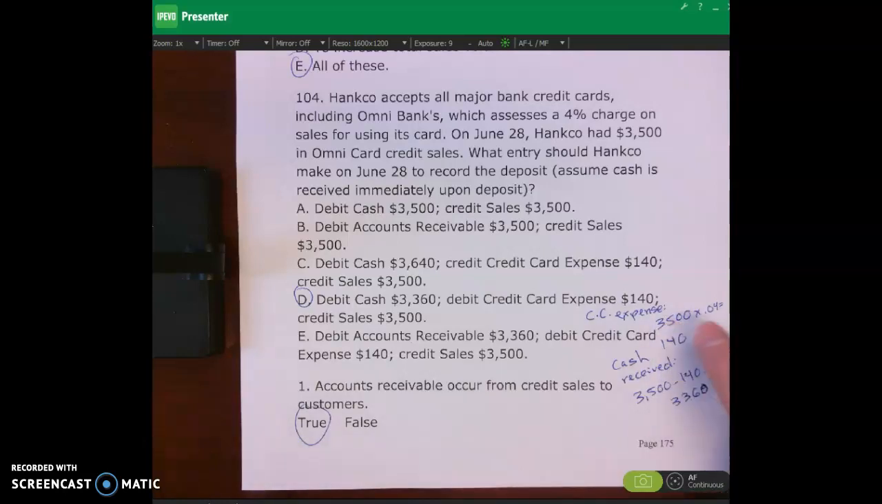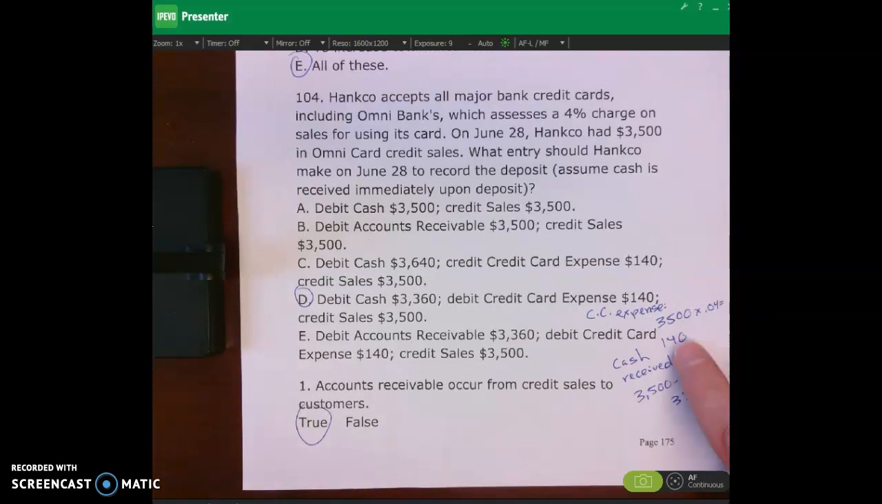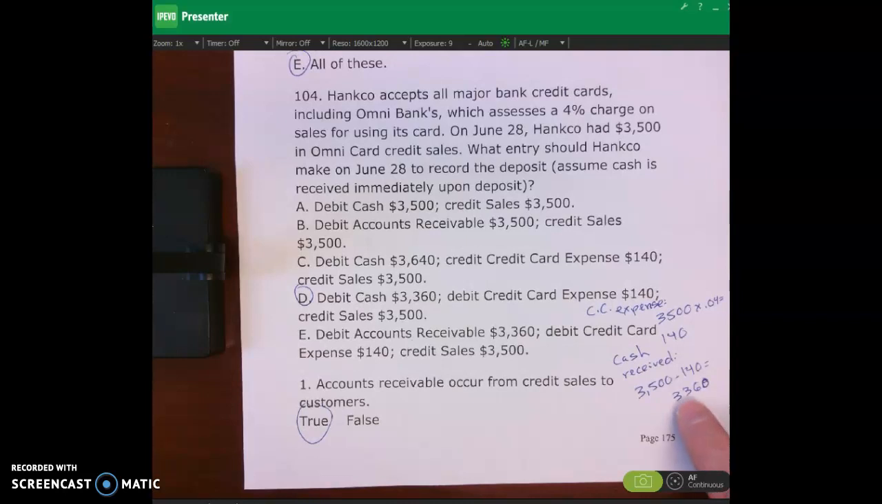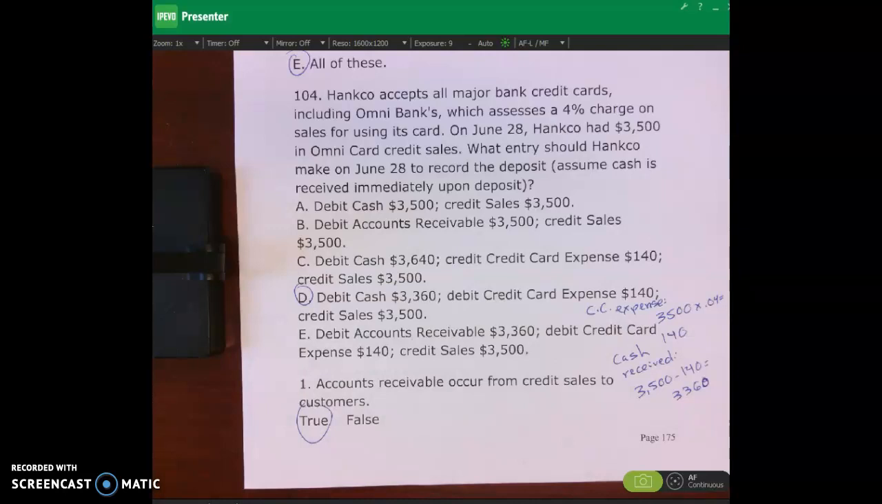So what I did over here, you can see I took my $3,500 sales times 0.04. That gives me my debit to credit card expense of $140. The cash received is equal to the amount of sales minus credit card expense of 4%, $140, which gives us $3,360. So D is the right answer. Debit cash, $3,360. Debit credit card expense, $140. And credit sales, $3,500. Looking at this last one on page 175, number 1, accounts receivable can occur from credit sales to customers. Yes, that is true.